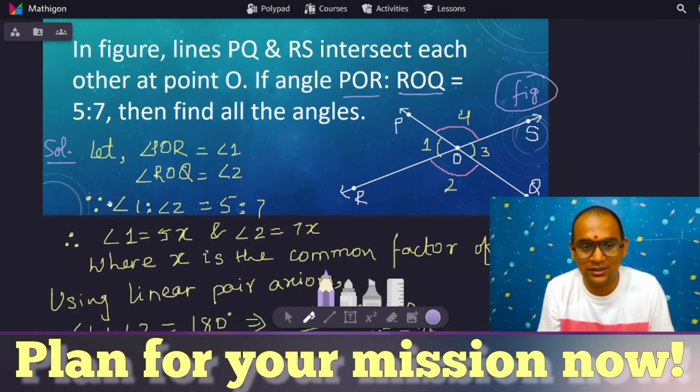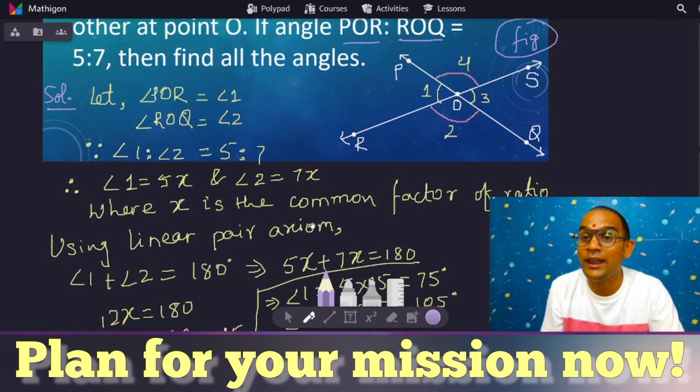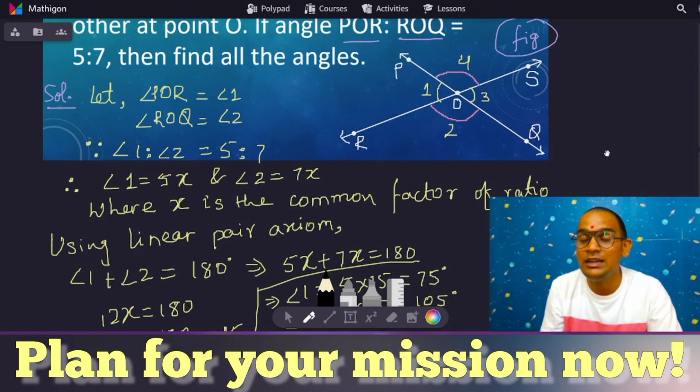Now according to the question, since angle 1 to angle 2 equals 5:7, we can take angle 1 equals 5x and angle 2 equals 7x. What is the x over here? Where x is the common factor of the ratio. Try to understand, my dear friend.